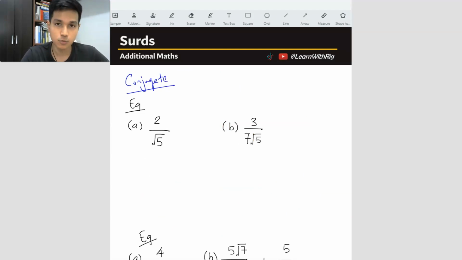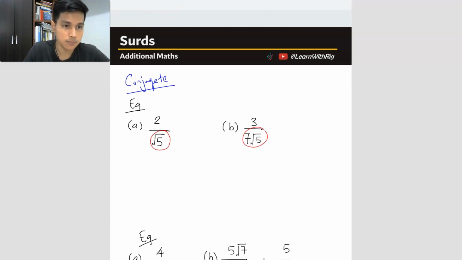Okay, so now let's go to the second part, which is the conjugate. How to solve conjugate. Whenever you have a fraction that has a surd at the bottom, we want to remove that surd. We try not to leave a surd value at the denominator of the fraction. We don't do that. So how do we eliminate it? That's why we multiply by a conjugate.